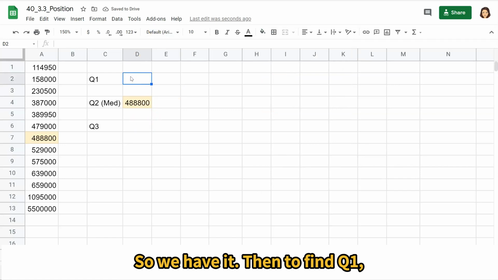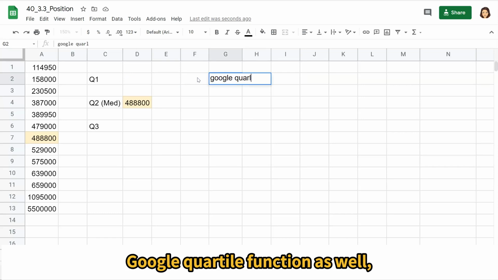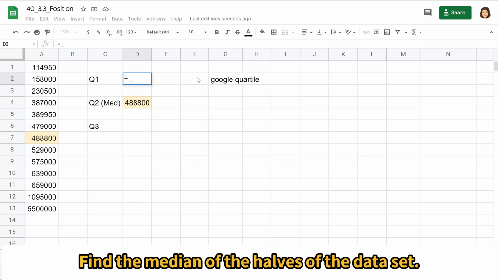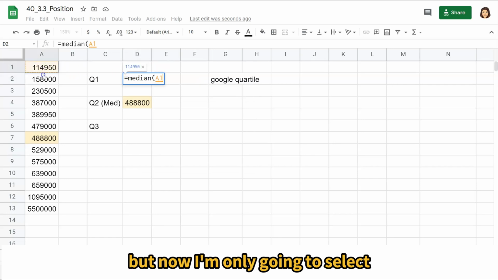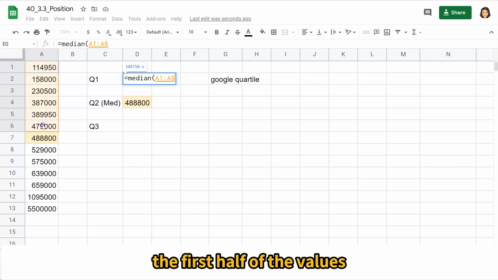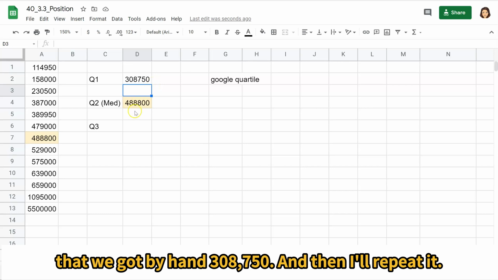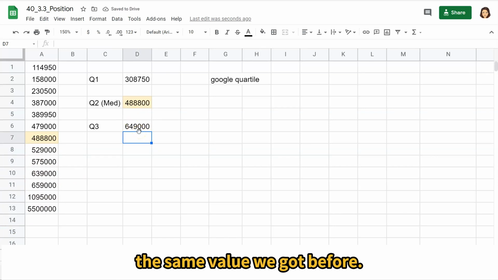Then to find Q1, I'm going to show you what happens if I use the Google quartile function as well, but I'm going to do the Q1 and Q3 calculations here just like we did them by hand. Find the median of the halves of the data set. So median this time again, but now I'm only going to select the first half of the values, not including the median. And there I have the same value that we got by hand, 308,750. And then I'll repeat it, median of the second half of the data, so after the median. And there's my 649,000, the same value that we got before.